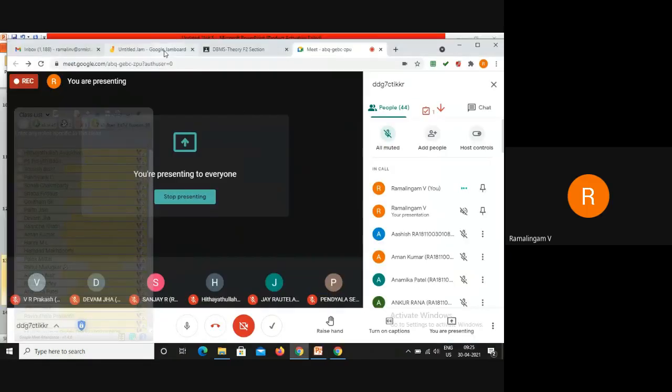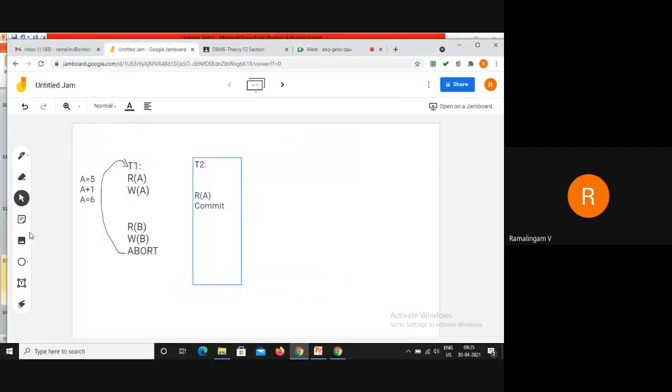Conflict serializability with database transactions. So here, conflict serializability. What are the conflict serializabilities?